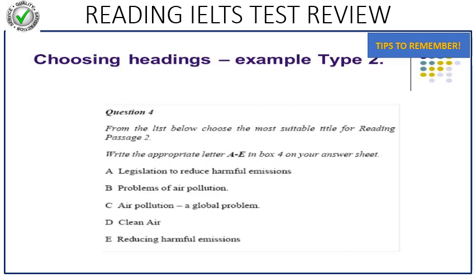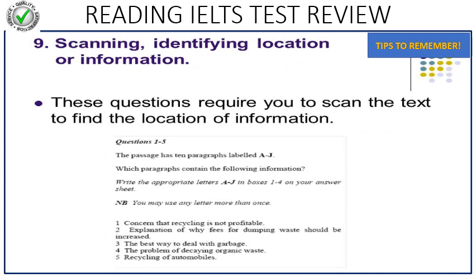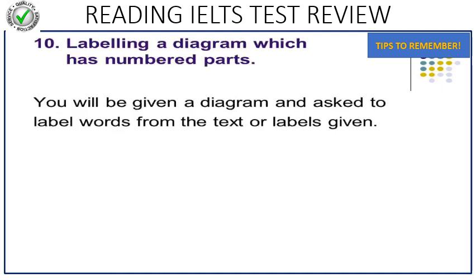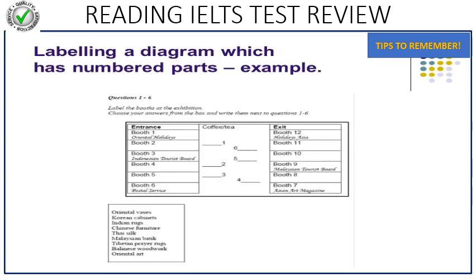33. 9. Scanning, identifying location or information. These questions require you to scan the text to find the location of information. 35. 10. Labeling a diagram which has numbered parts. You will be given a diagram and asked to label words from the text or labels given. 37. Labeling a diagram which has numbered parts. Example. 38.